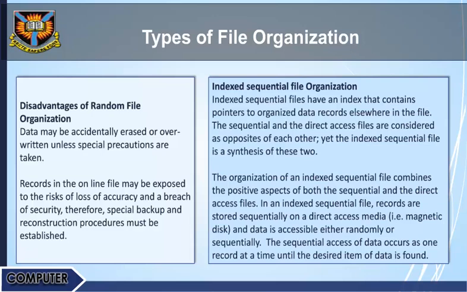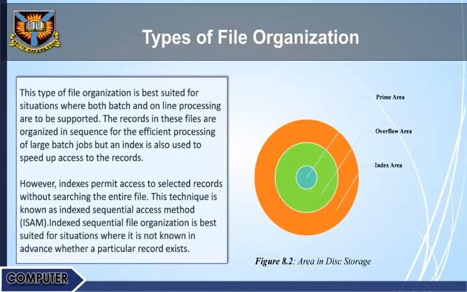In an indexed sequential file, records are stored sequentially on the direct access media, that is, magnetic disk, and data is accessible either randomly or sequentially. The sequential access of data occurs as one record at a time until the desired item of data is found. This type of file organization is best suited for situations where both batch and online processing are to be supported.